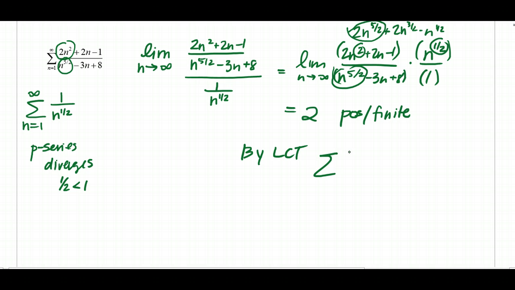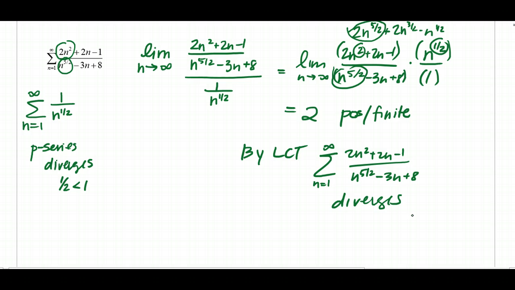So the sum of 2n squared plus 2n minus 1 over n to the 5/2 minus 3n plus 8 also diverges. So we did make sure to include why the series we compared it to diverged. We showed our work for the limit comparison test. Since we got a positive finite number, we know that the two infinite series behave the same way.